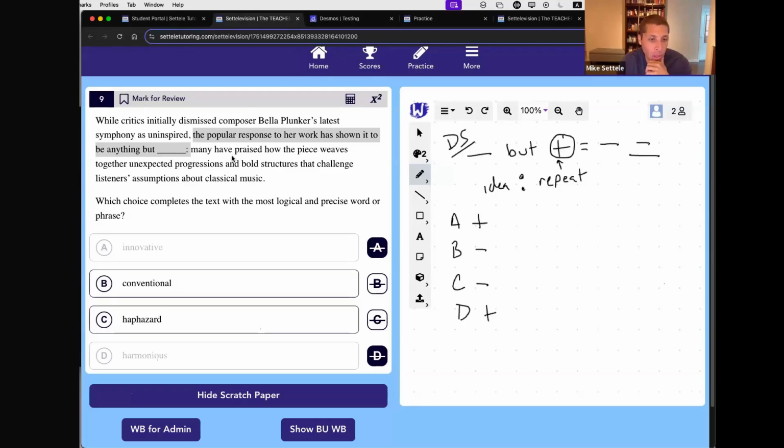And especially with vocab questions, I love to fill in that blank with a very lazy word that seems to come from the passage. So I'm going to take advantage of that colon here. They're repeating themselves. What are some strong words? What are some words that stand out in that part after the colon? Many have praised how the piece weaves together unexpected progressions and bold structures that challenge listeners' assumptions about classical music.